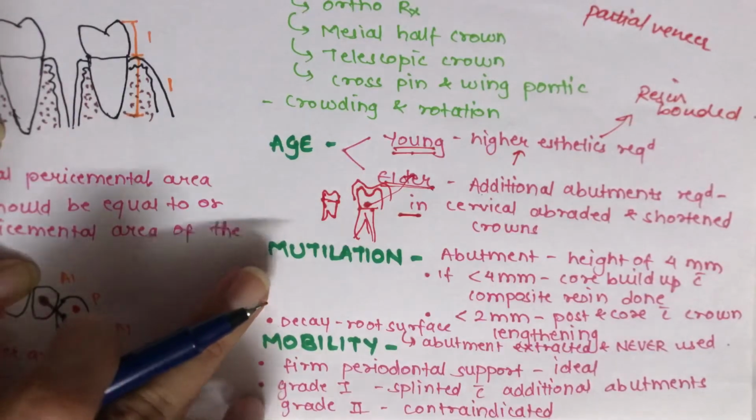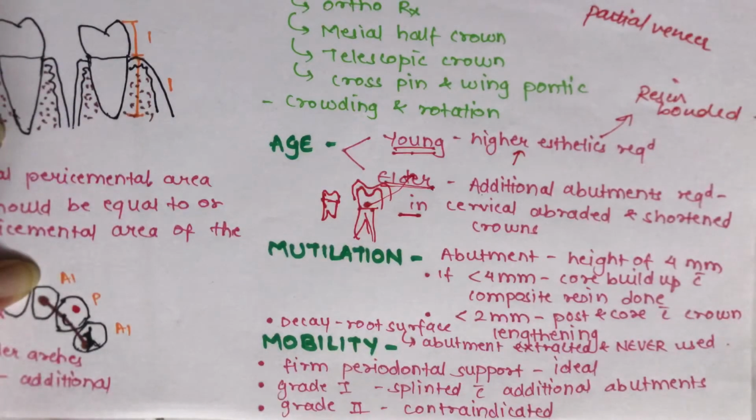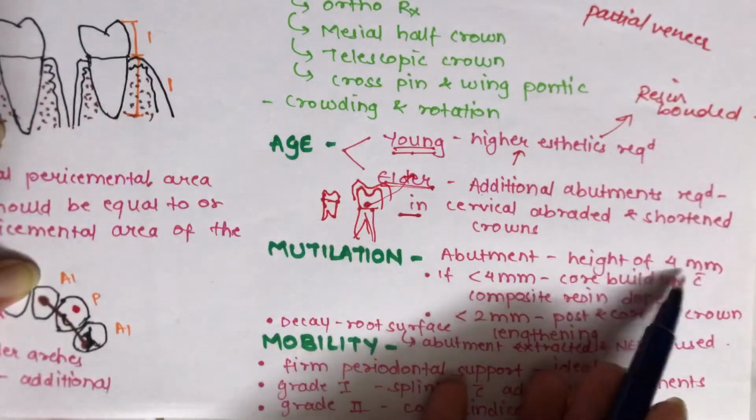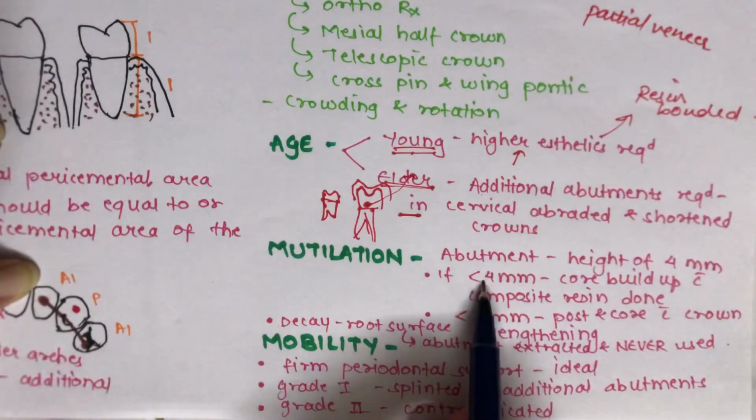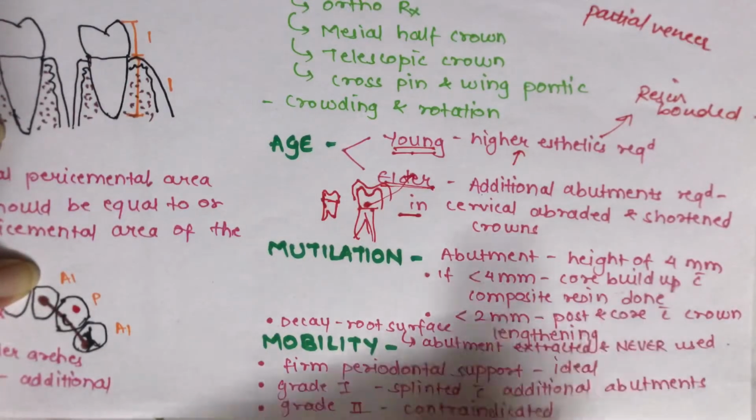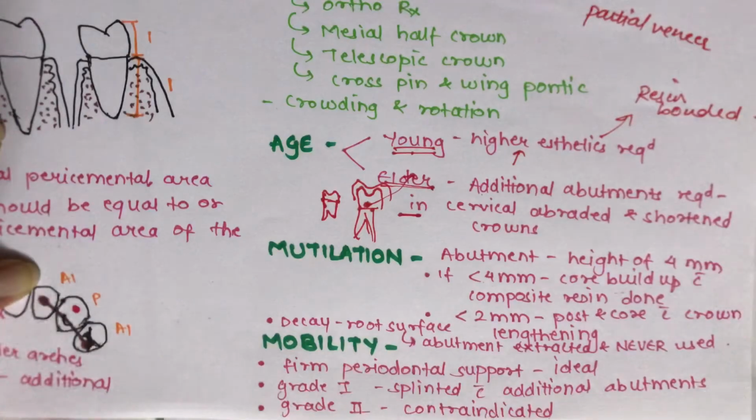Mutilation. The abutment teeth should have a height of at least 4 mm. So you should have at least 4 mm height. If the height is less than 4 mm, a core buildup with composite resin should be done. Now if the height is less than 2 mm, you have to go for post and core along with the crown lengthening procedure. And if the decay extends into the root surface of the abutment, then that tooth should be extracted and is never going to be used as an abutment.